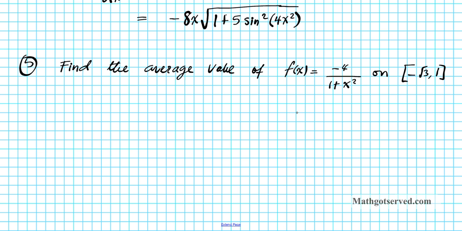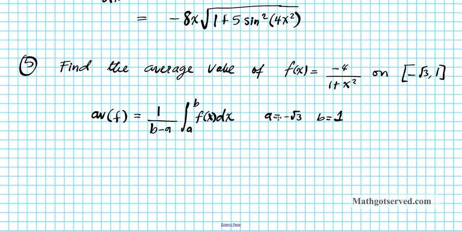Now, the formula for the average value of f on an interval from a to b is given by the reciprocal of the length of the interval, 1 over b minus a, times the definite integral of the function from a to b. We can see in this problem that our a is the lower boundary of our interval, negative root 3, and b is the upper boundary of our interval, which is positive 1.